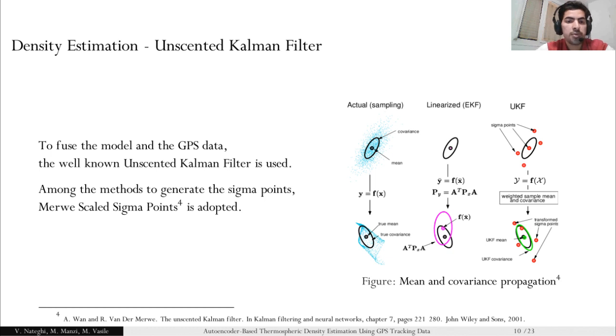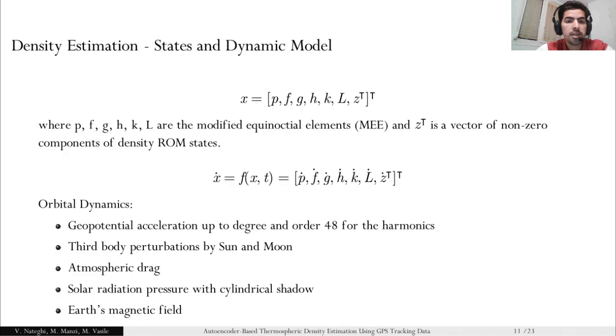To find the sigma points required in the UPF process, we selected the scaled sigma points method according to the paper reported here. The states that we are going to estimate are the modified equinoctial elements and the z vector, which is the reduced order model states of the density. We selected modified equinoctial elements as they are non-singular and their differential equations are less nonlinear with respect to the Cartesian coordinates. So Gaussianity is a less stringent assumption.